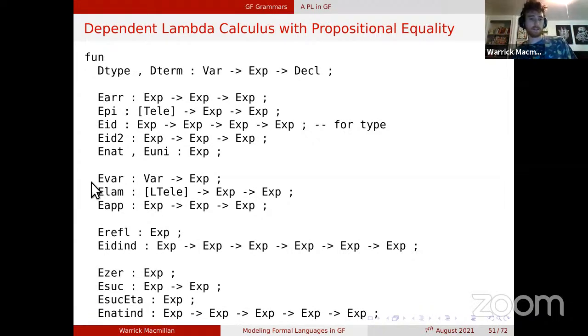Then you have your lambda calculus, where you have variables, lambda expressions, and application. For the identity type, you have just a single constructor and a way of eliminating from it, which is like a proof by induction. And then you have your natural numbers: you have 0, successor, and an eta-expanded successor, since sometimes you can just write suc in Agda without giving it an argument. And you also have the natural number induction principle, or proof by induction.